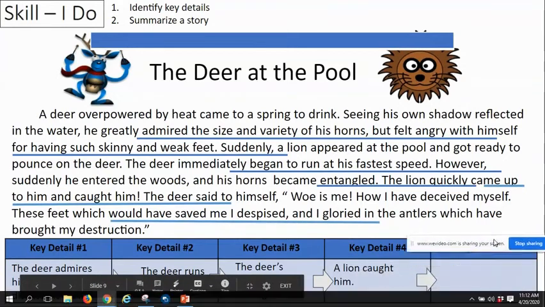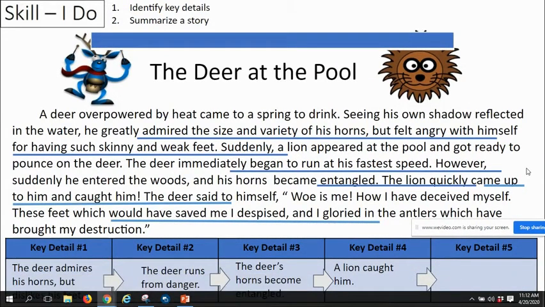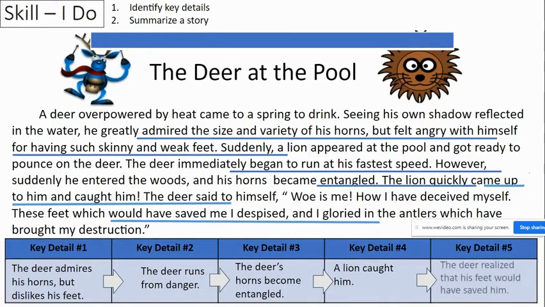Then the lion caught him. So we have a resolution to our problem. The deer realized that his feet would have saved him. All of these details help me summarize the story and give all of the information that I need.